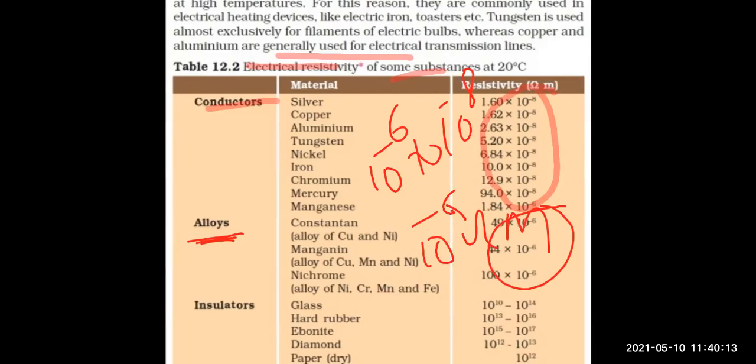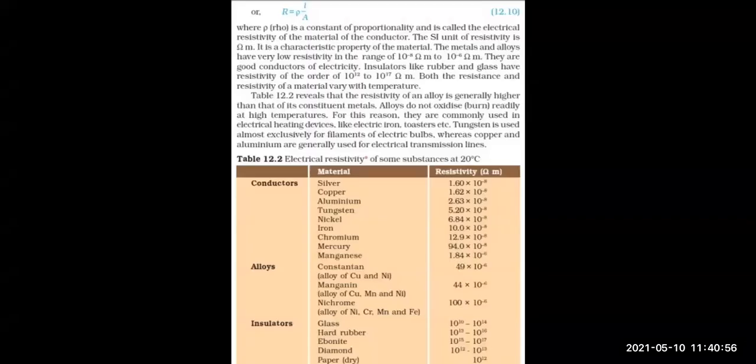And if you talk about insulators, you can see in the table their electrical resistivity is very large, because insulators do not allow the current to pass through them. They oppose a lot. Their electrical resistivity is of the order of 10 to the power plus 10 to 10 to the power 17. See, it is plus. They are insulators. They offer a lot of resistance, and so the electrical resistivity value is very high.